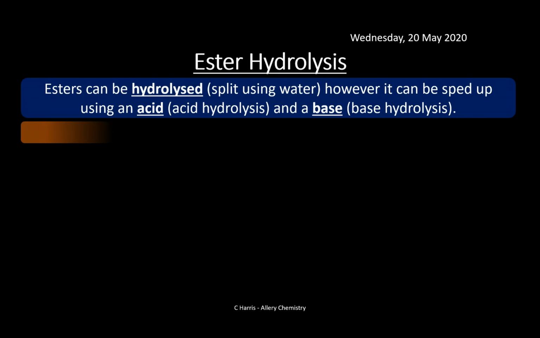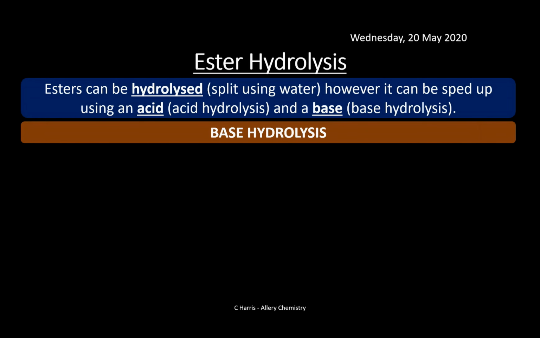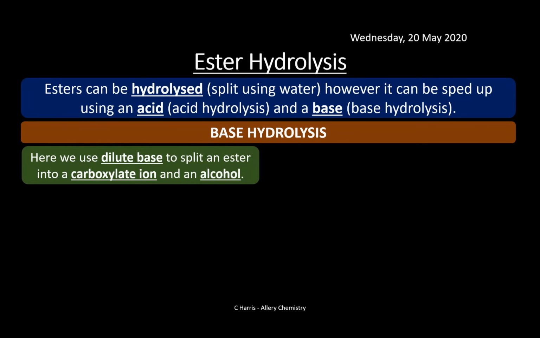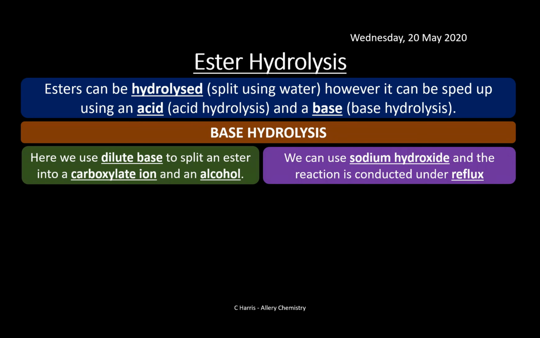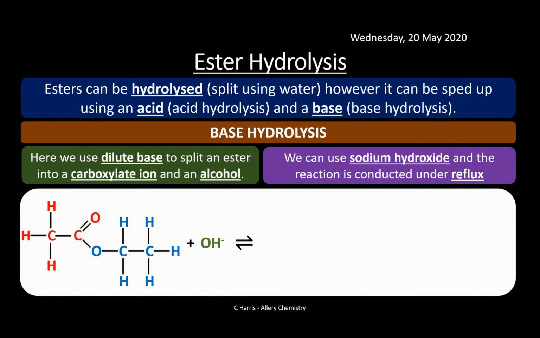Okay, so still looking at ester hydrolysis. We're going to look at base hydrolysis now. So base hydrolysis is basically where we use a base to split an ester. It's exactly the same as what we've seen before, so it's no different except we're using a base. The products are marginally different because you form an ion, a carboxylate ion, and an alcohol. The base that we use is sodium hydroxide. Again, it's all conducted under reflux, as I've mentioned before, for the same reasons. So let's have a look. Here's our ester, and this time, as you can see, we're reacting it with our OH-.